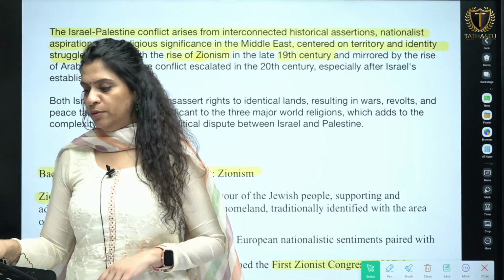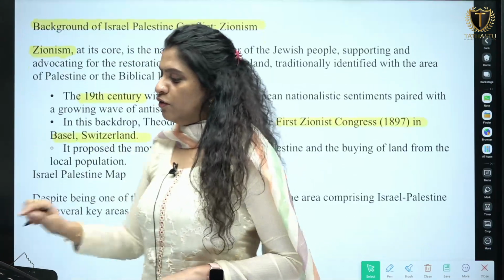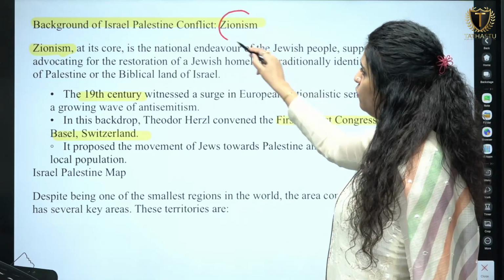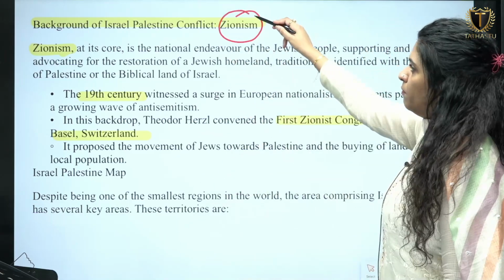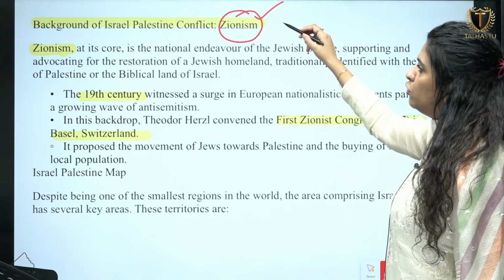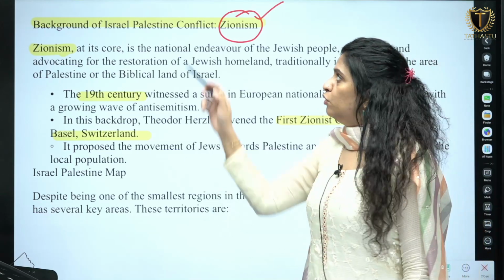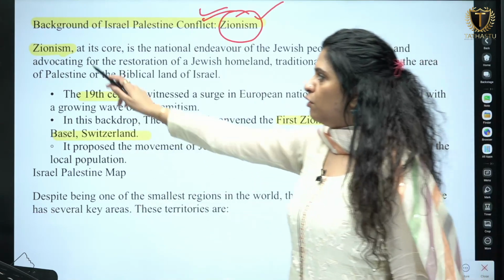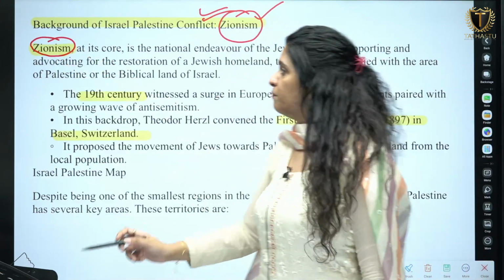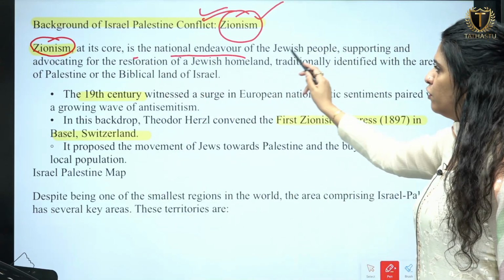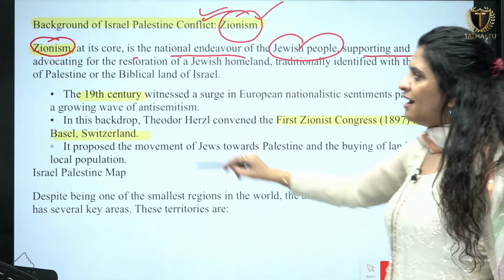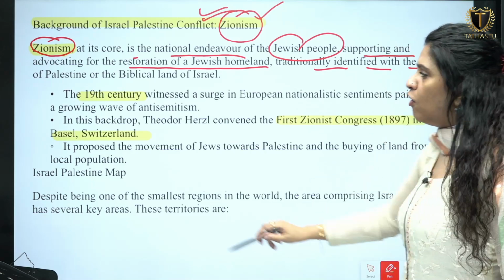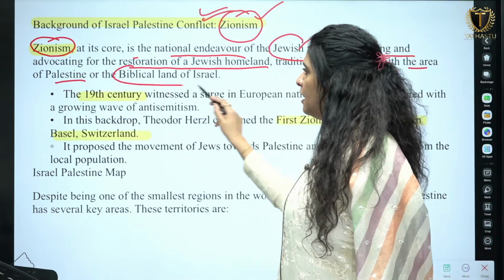Let's discuss the important point like what is the background of the Israel-Palestine conflict, that is Zionism. कल हमने Zionism के बारे में newspaper में देखा था, we just looked at Zionism but we did not understand the meaning. I had given this homework to Google to understand more about Zionism, but today let me tell you what is Zionism if you have not gone through it on your own. So at its core it is a national endeavor of Jewish people supporting and advocating for restoration of a Jewish homeland traditionally identified with the area of Palestine or the biblical land of Israel.